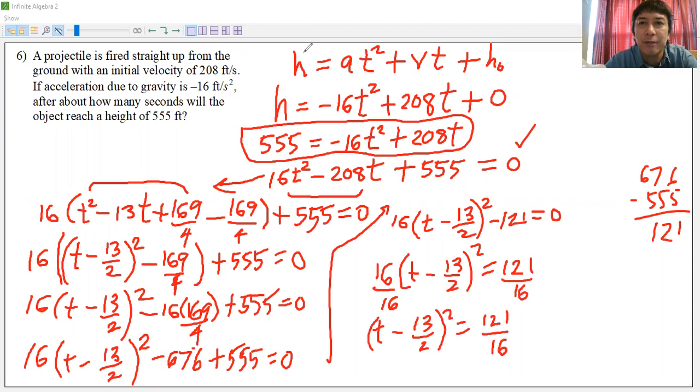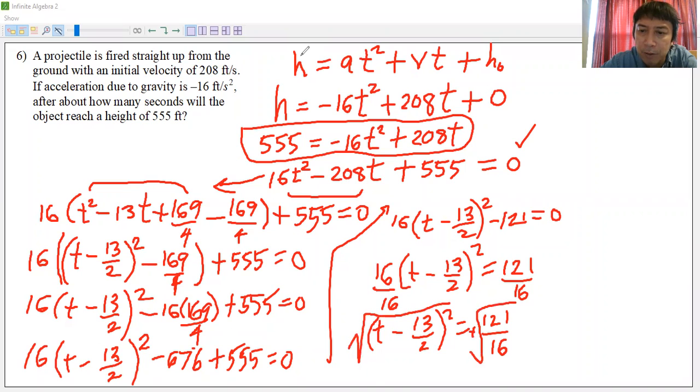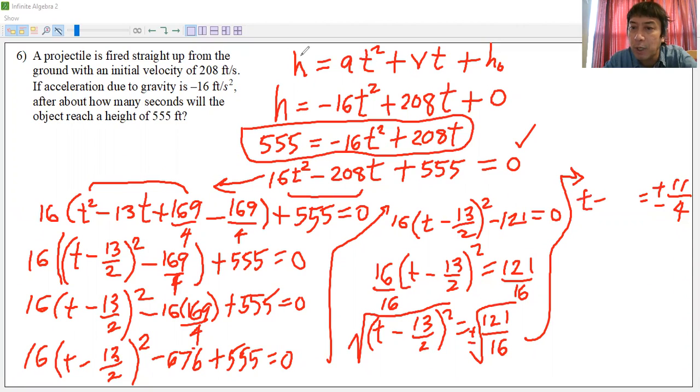Okay, let's clear the right side first for some space. We're going to apply now the square root to both sides. So square root here and a square root here, plus or minus there. The right side will now be square root of 121 over 16. That will be the square root of 121, which is 11, and the square root of 16, which is 4. And this will remain plus or minus. The left side will now be just t minus 13 over 2.